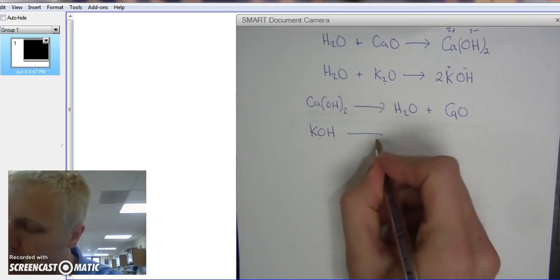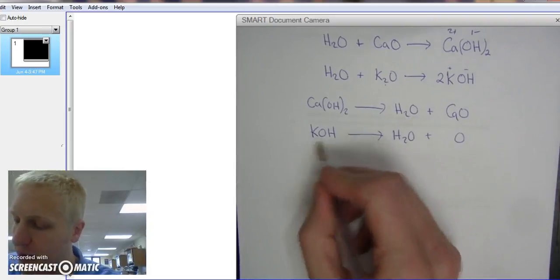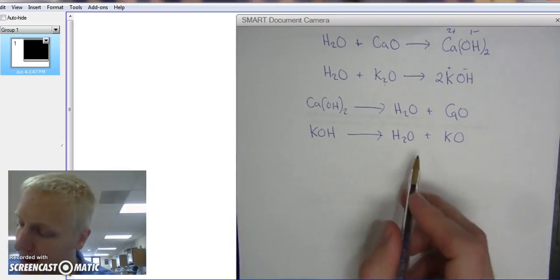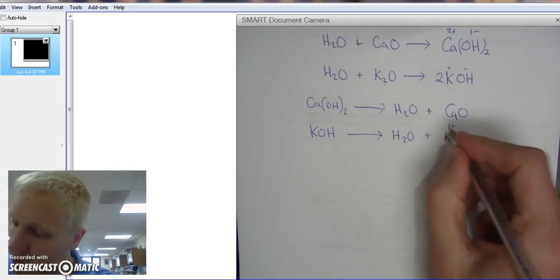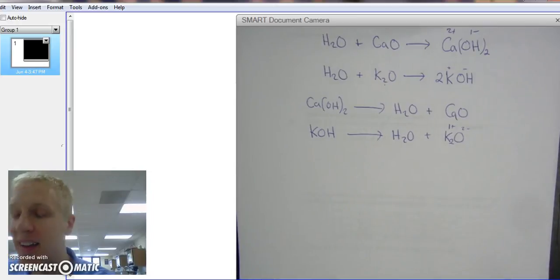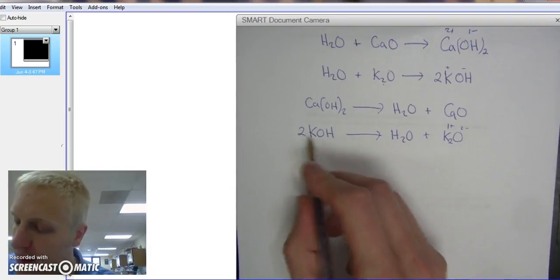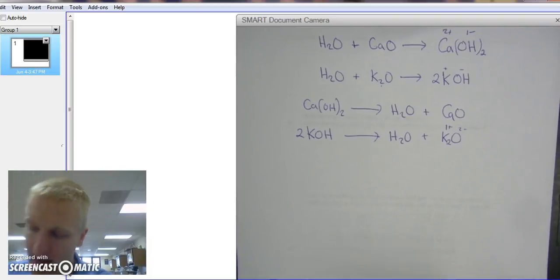So next one, what do we have? KOH. This decomposes to form water and some sort of oxide. And the only other element that could be with it is K. So predict products. Second step, make sure we have a 0 charge. 1 plus, 2 minus, crisscross it, K2O. Now we have to balance it on both sides. 2 potassiums, 2 potassiums, 2 oxygens, 2 hydrogens, 2 hydrogens, and it's balanced. So these are decomposition reactions. If you have a hydroxide, it will decompose to form water and an oxide.